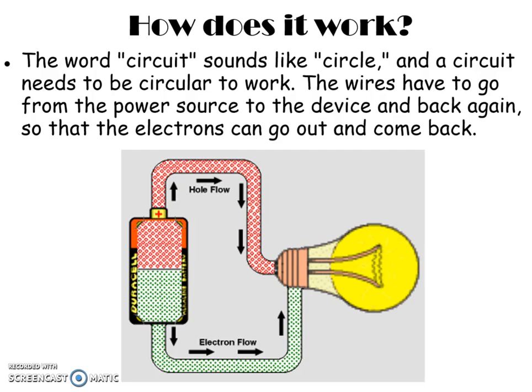The word circuit, think about a circle. You're going to need to know that a circuit kind of needs to be circular to work. So the wires have to go from the power source, such as a battery, to the device, and then come back again so that these electrons can go out and come back.